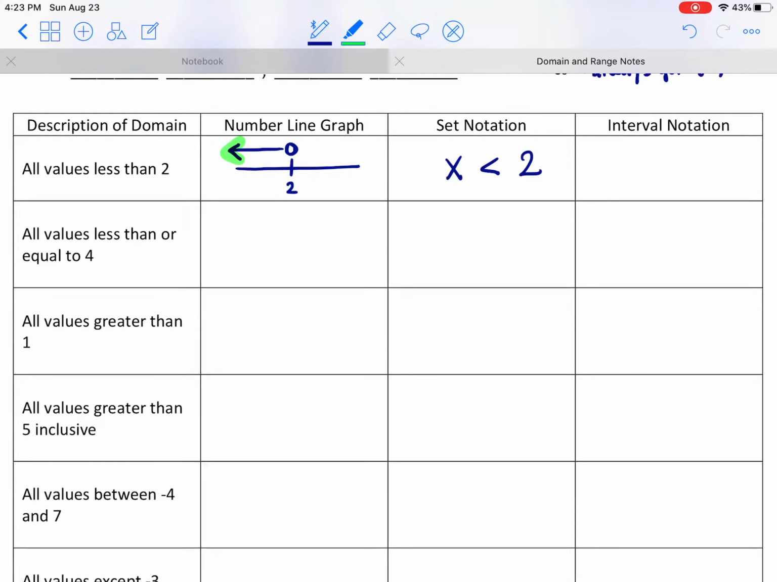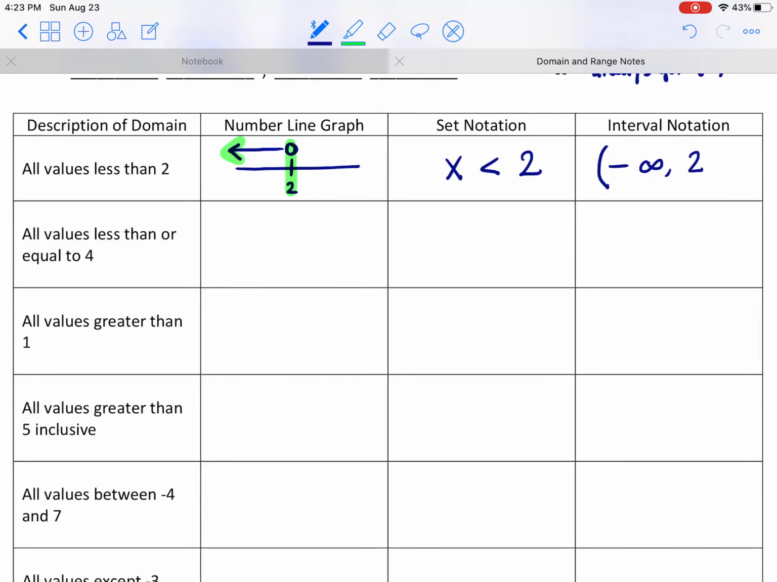Well, they're going to go on forever in the negative direction, which means this interval is going to start with a negative infinity. Okay, and then how far to the right do the values go? Well, they stop right here at positive 2. So our interval is going to go from negative infinity to positive 2. Now, infinities, we said, will always get parentheses. And then the 2, we have to decide if we want to include or exclude.